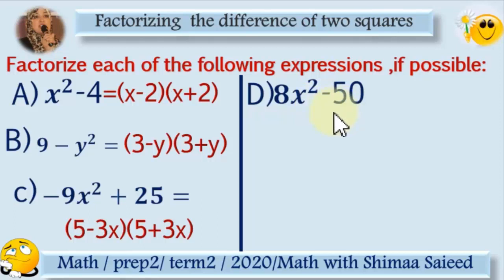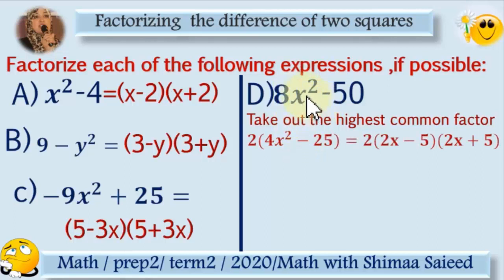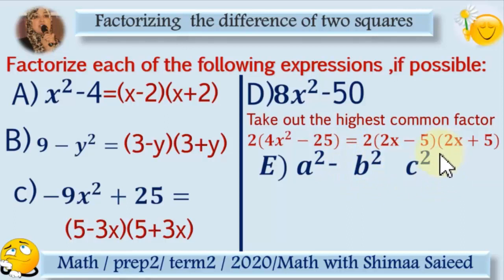What about 8x power 2 minus 50? Firstly, we must take out the highest common factor. Here we have a highest common factor between these two terms. We will divide both terms by 2. We will take out 2 from both terms. So, take out the highest common factor, which is 2, and the rest is 4x power 2 minus 25. Now we can factorize 4x power 2 minus 25 as a difference of two squares. Don't forget to write 2, the highest common factor. Then multiply 2x minus 5 by 2x plus 5. Another example, a power 2 minus b power 2 c power 2.